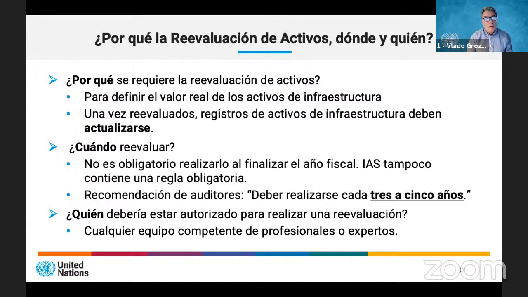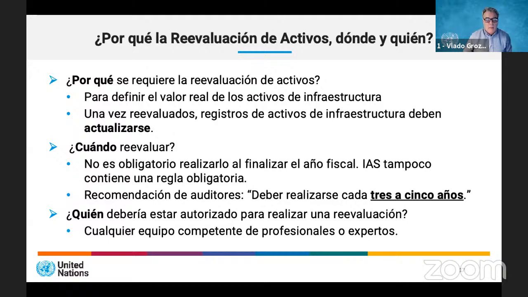Now we are talking about asset revaluation. I mean, why, when, and who has to do it, and why revaluation? Once we evaluate, everybody will ask, and I'm asking you also, why do we have to revaluate? Because we need to define the asset's true value after the last valuation, which was 2 or 3 years ago. Once we reevaluate, the infrastructure asset register, our database, should be updated.